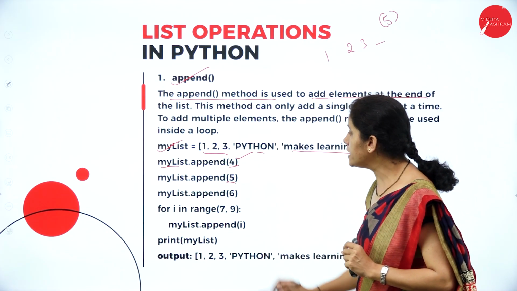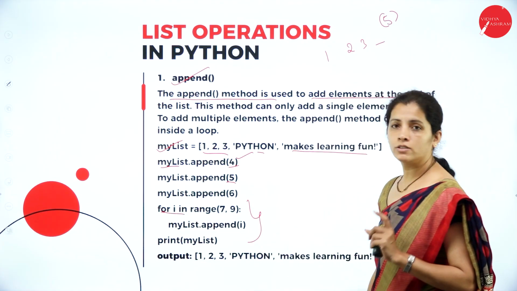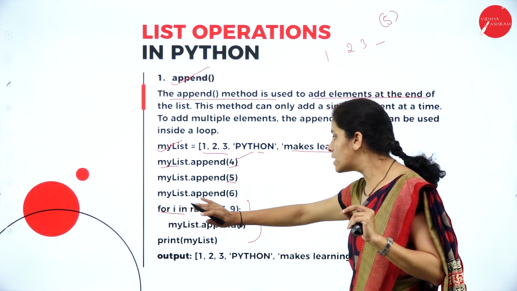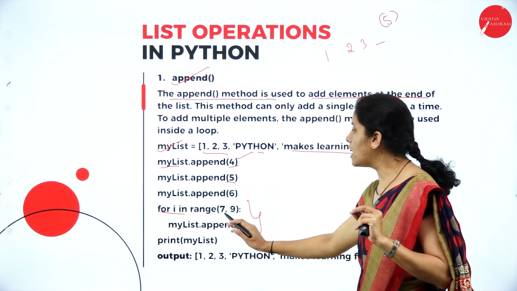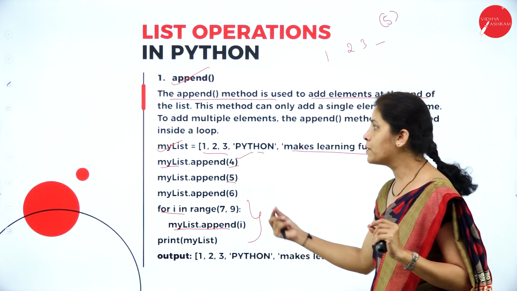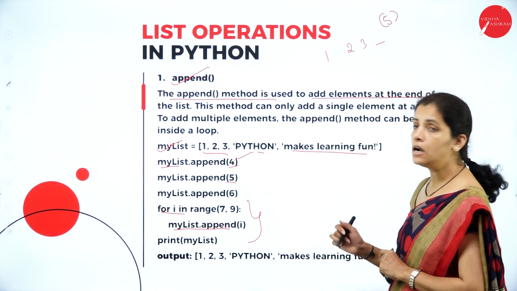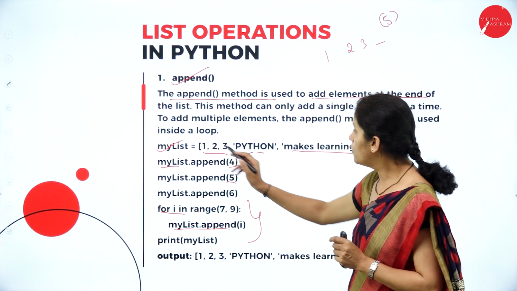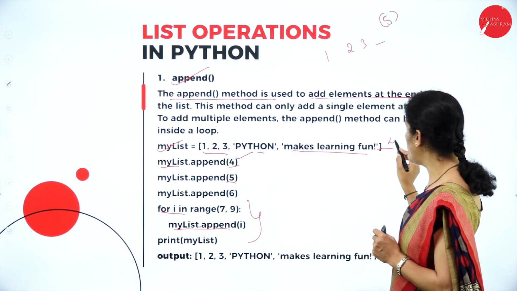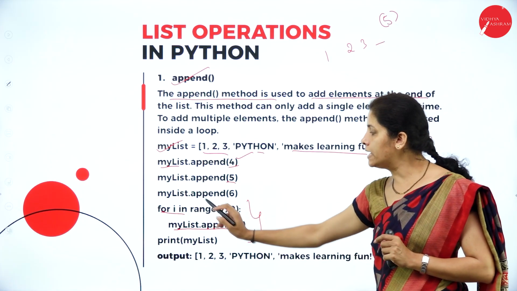5, 6. And range. So I'm going to use a for loop, for i in range 7 to 9, and I want to append the i value. After the execution of this code, I'm going to get the output. See here, I'm going to append at the end. So I'm going to append 4, then 5, then 6. After 6, i is 7.